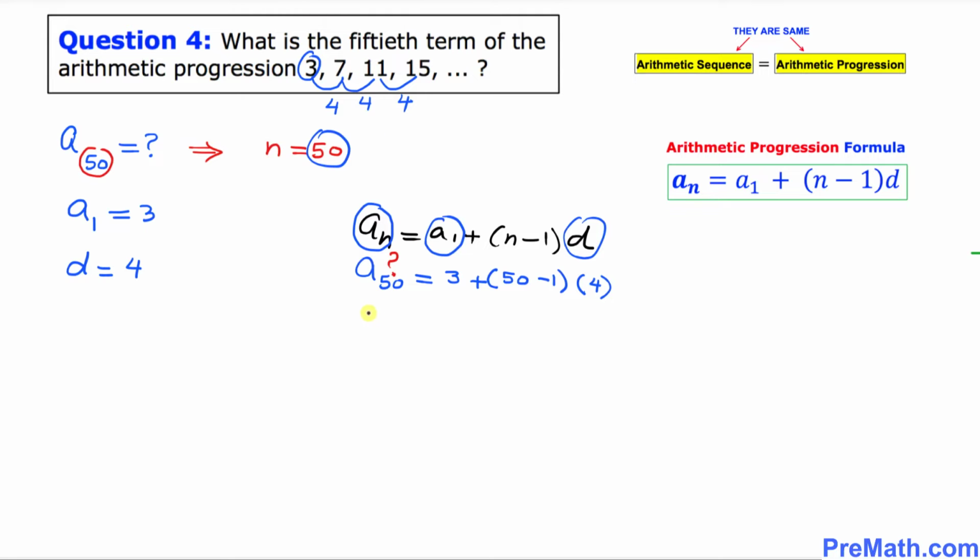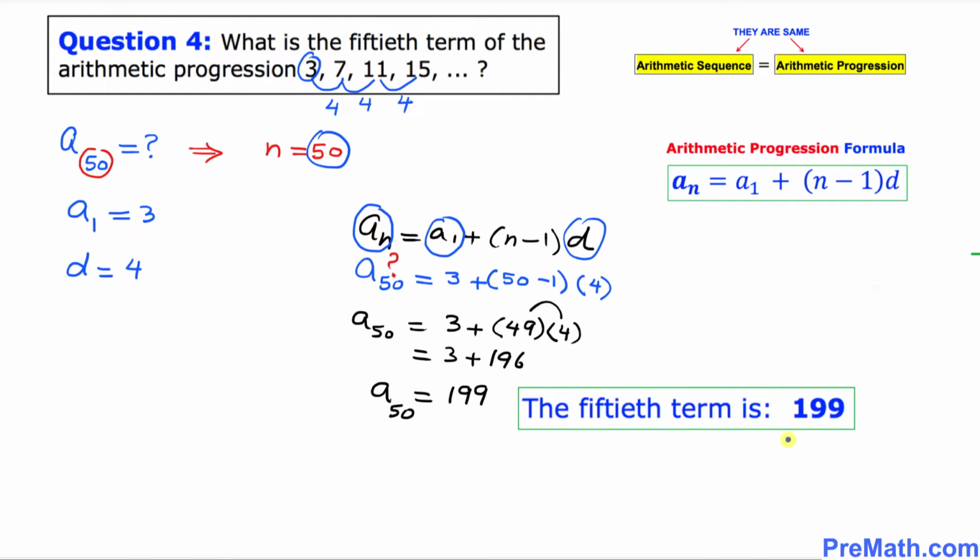I'm going to write down a of 50th equals 3 plus 50 take away 1 is 49 times 4. Let's multiply these two terms. So 49 times 4 is 196. So 196 plus 3 is going to make 199. So that means a of the 50th is 199. Thus, our 50th term turns out to be 199, and that is our answer.